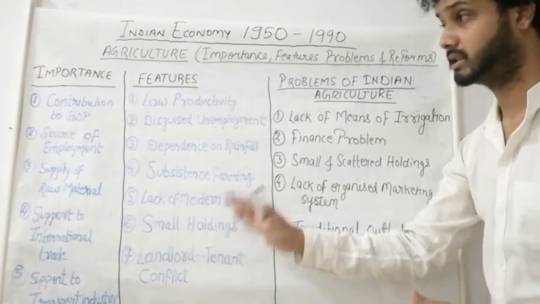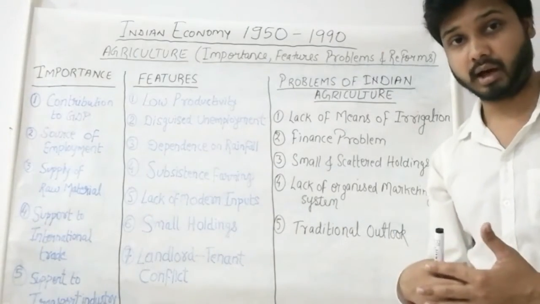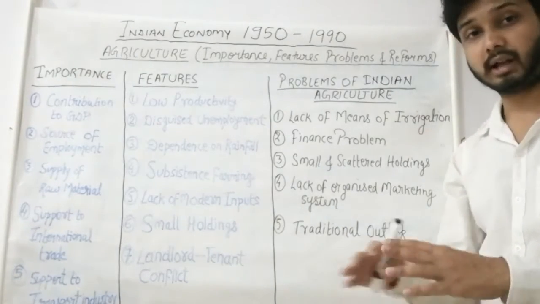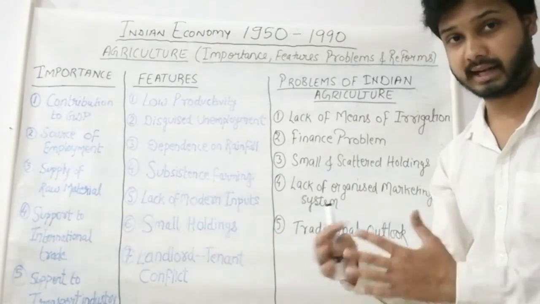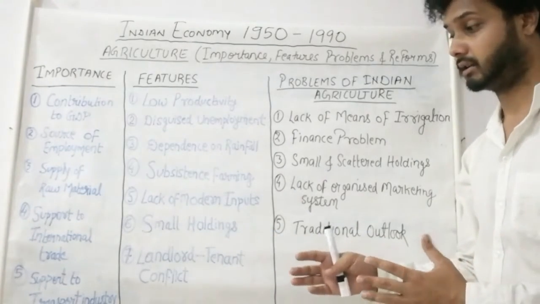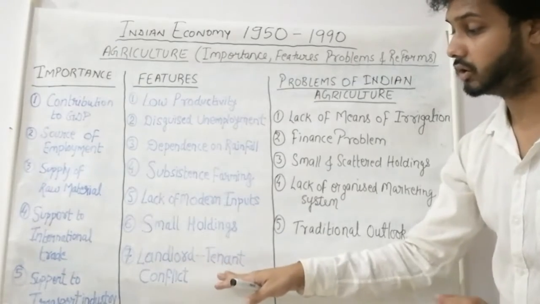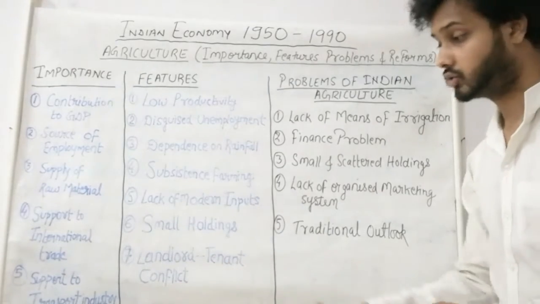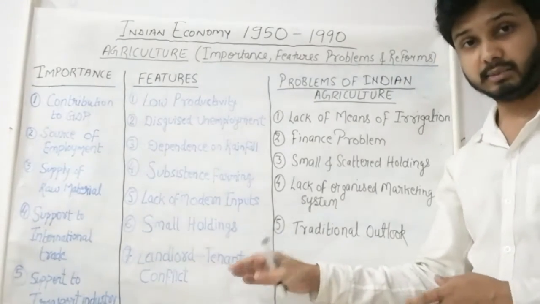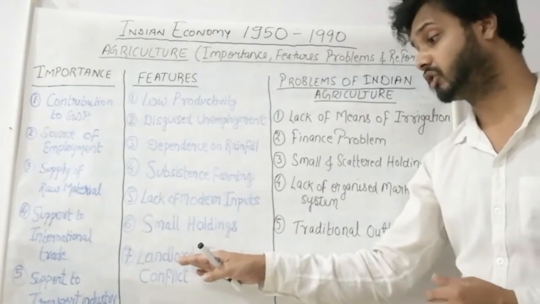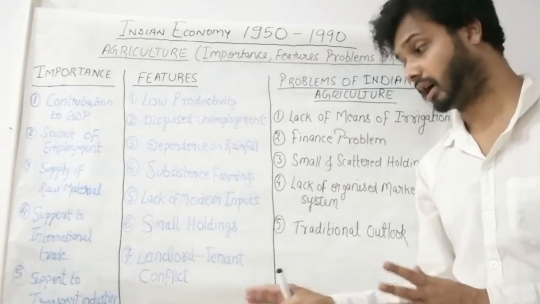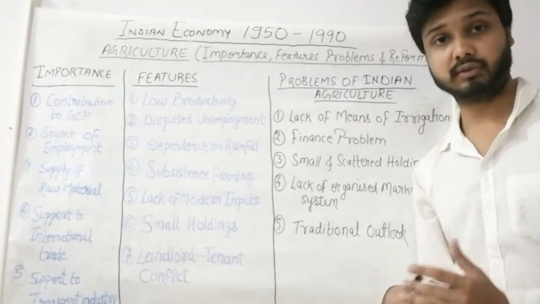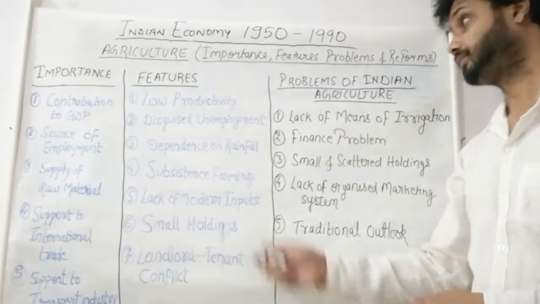Small holdings. This we have already seen, that our farmers did not have a large amount of land. They had small land holdings which were scattered. Okay. Landlord tenant conflict. It is related to the zamindari system, in which there had always been conflict between the landlord zamindars and the tenants, the farmers who are working, because of the taxation policy.